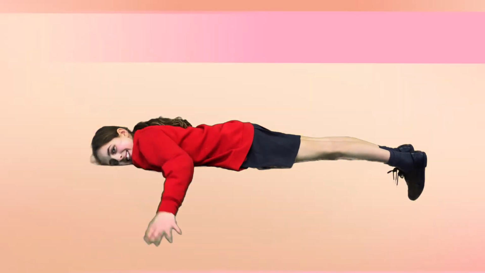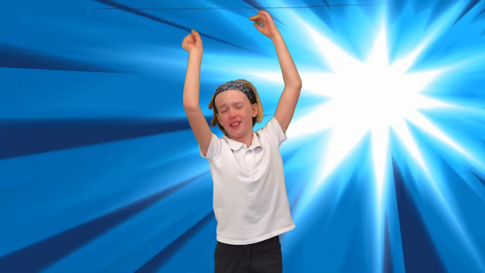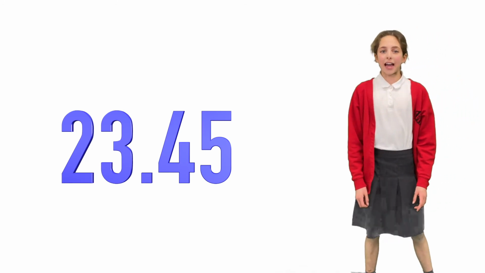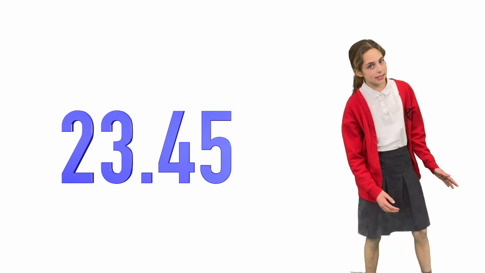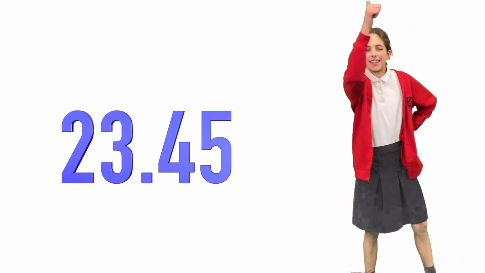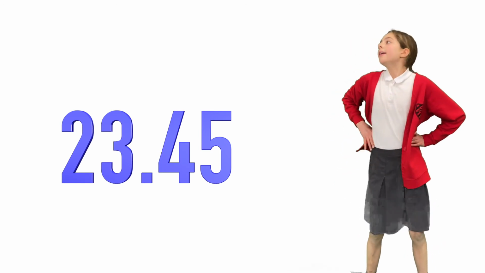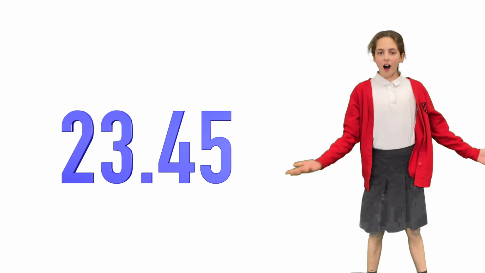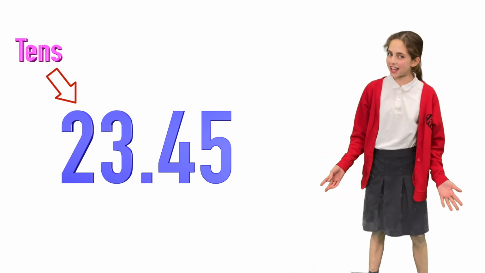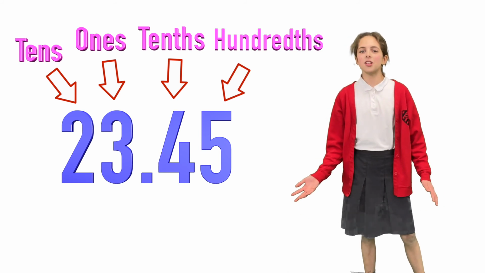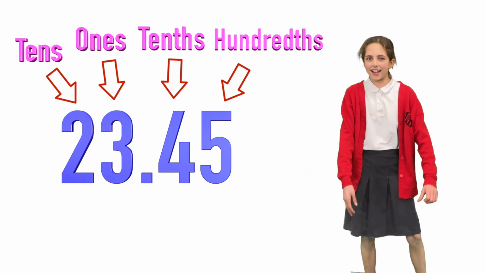Time for some questions. Now it's time for some decimals. Can you tell me how many tens, ones, tenths, and hundredths are in this number? Answer time. There were 2 tens, 3 ones, 4 tenths, 5 hundredths. So, well done if you got that right.